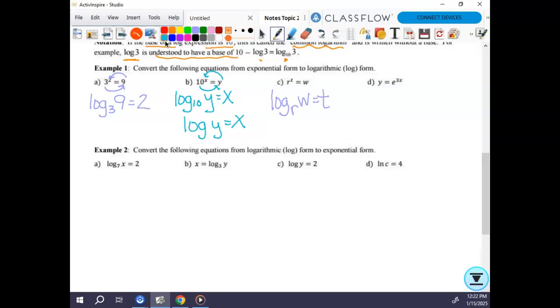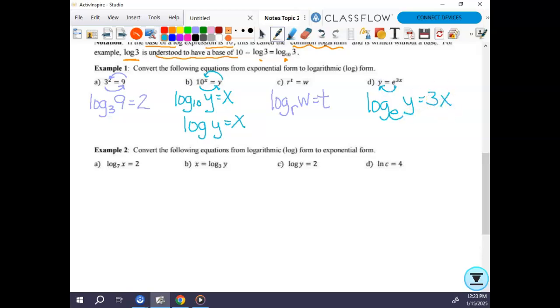Now on D, there's two things that make this different than the rest. First of all, the exponential's on the right-hand side of the equal sign, which is totally fine. We'll just go around the equal sign the other way. And then we have E, which is not just a random variable like the R and the T and the W are, but it is the number that is like 2.717, whatever, right? So that changes things just a little bit. But let's go ahead and write it like we have here. So log, what would my base be? E. Yeah, log base E, and then we're going to go around this way of y equals 3x.